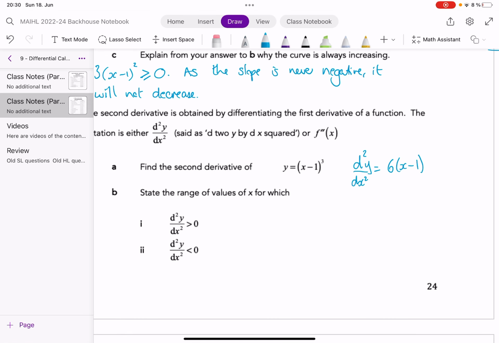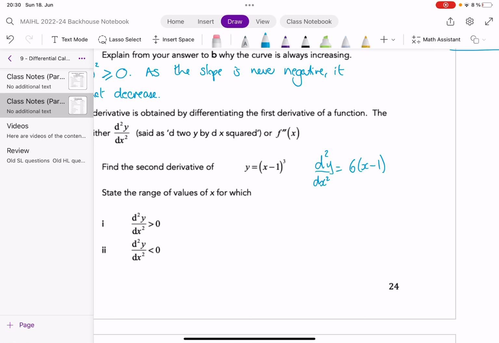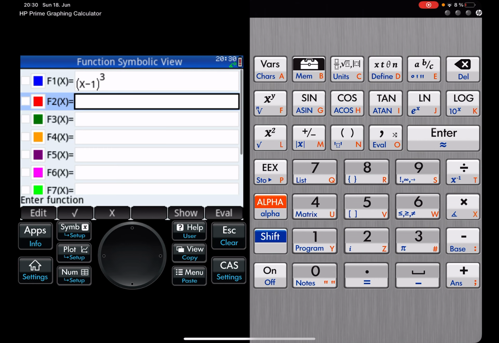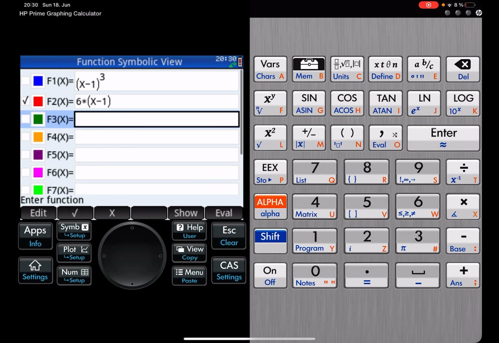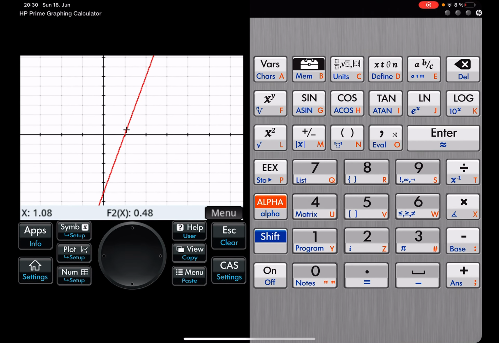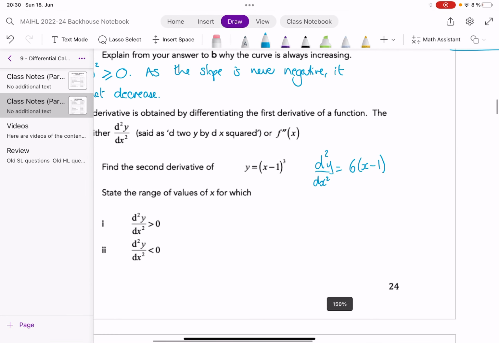State the range of values of x for which our second derivative is greater than 0 and our second derivative is less than 0. So let's have a look. I guess one way we could do this is we could graph this, 6x minus 1. Okay, so we want to know, when is it more than 0? Well, that is all the time it's got an x value of greater than 1. When x is greater than 1.